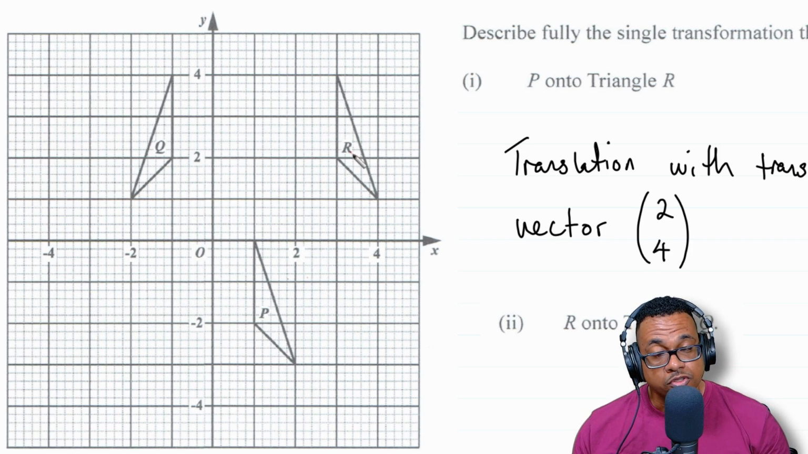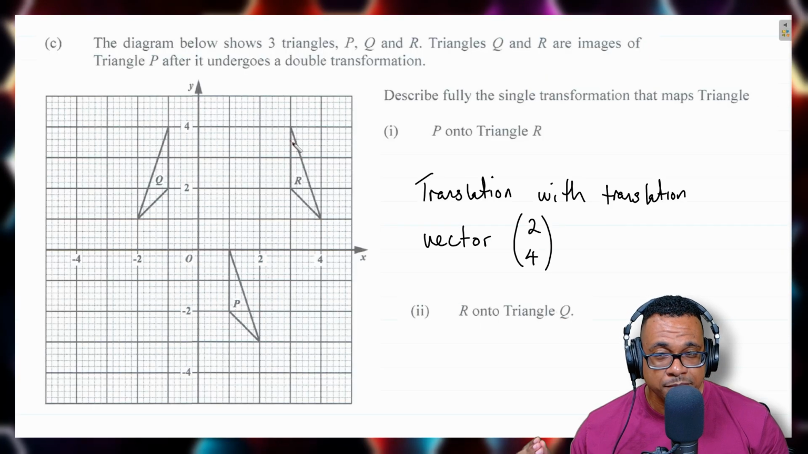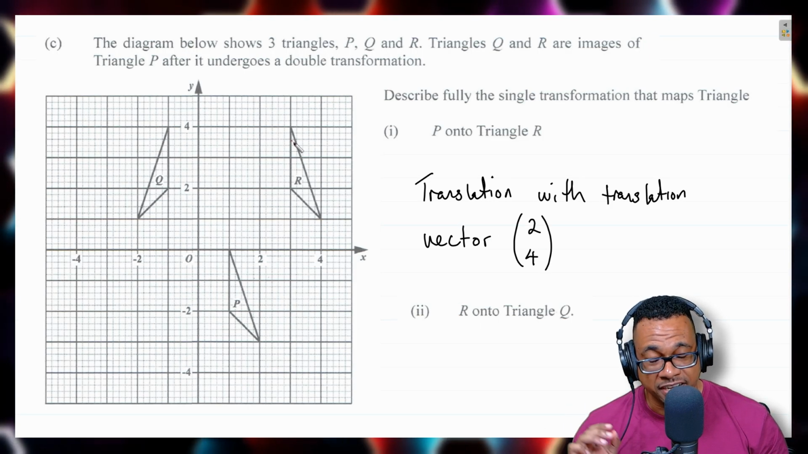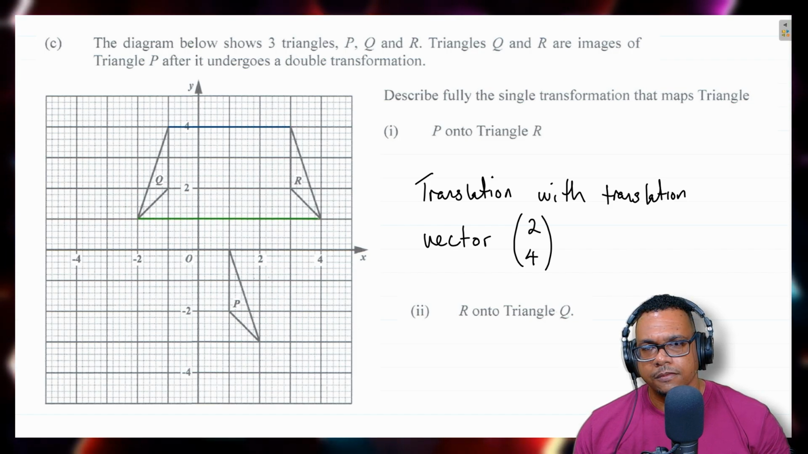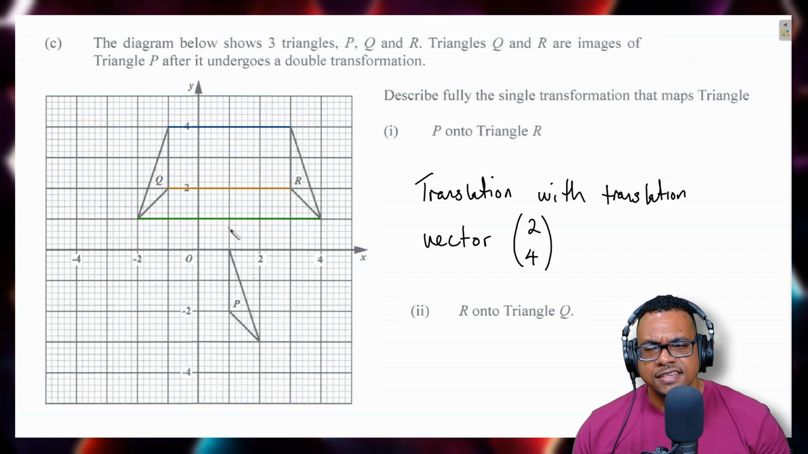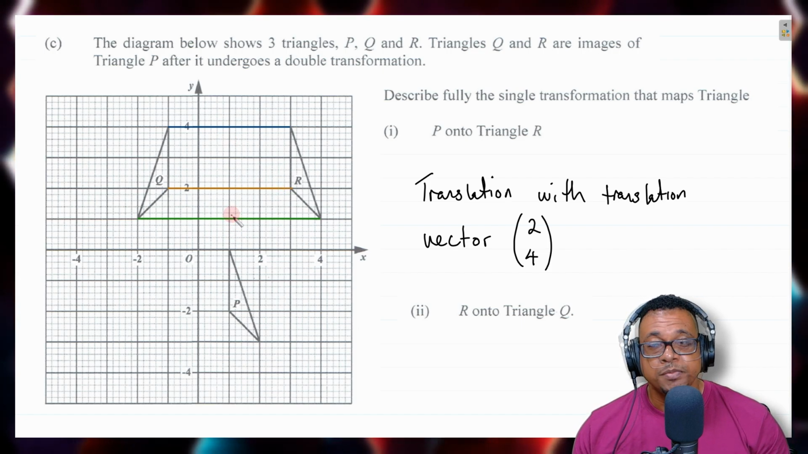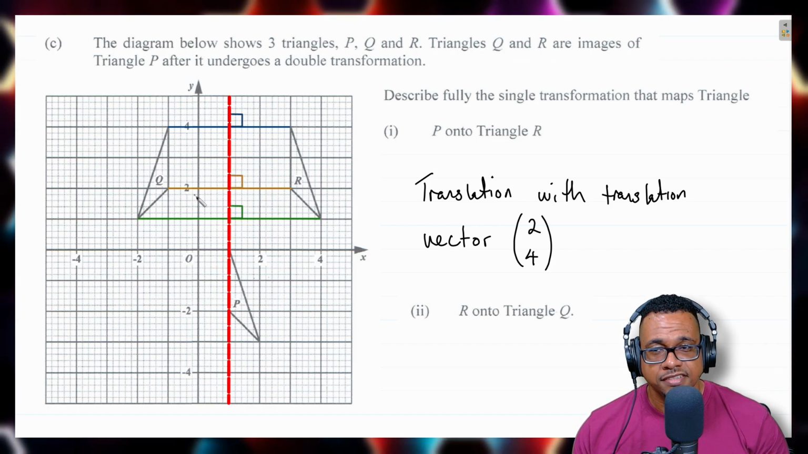So now I have to figure out where's the mirror line. And we know the distance between the object and the mirror line must be the same as the distance between the image and the mirror line. And of course, the line connecting the object to the image must be at right angles to the mirror line. So if I were to draw some lines connecting the image to the object, we are seeing that all the lines connecting the image to the object would be at right angles to a vertical line. So now let's find what is half of these lines.